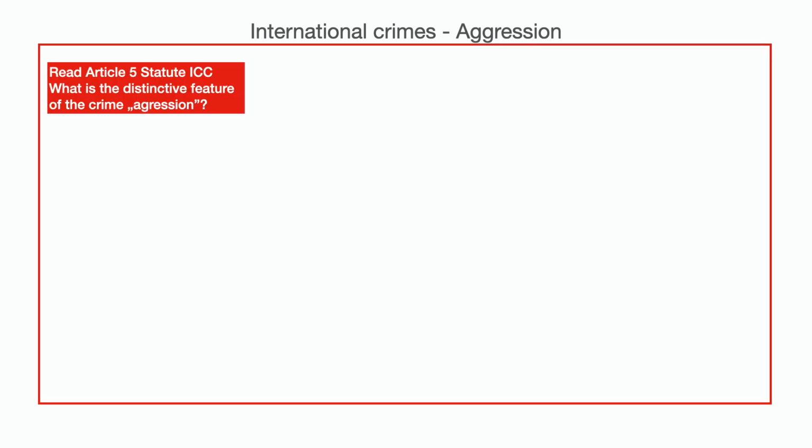Students, stop the tutorial for 10 minutes and read Article 5 and Article 8 bis of the Statute of the International Criminal Court and answer the question: what is the distinctive feature of the crime of aggression?